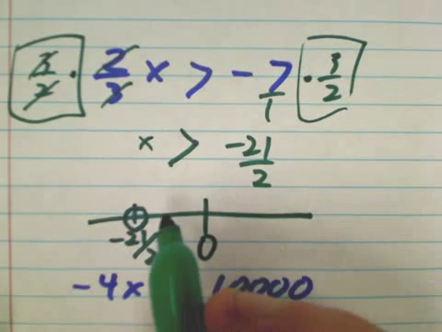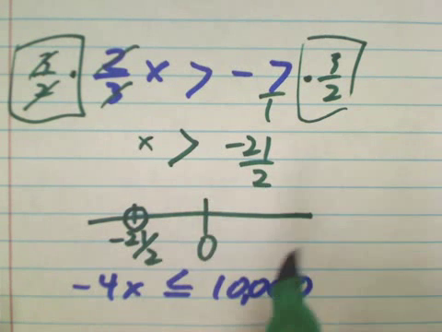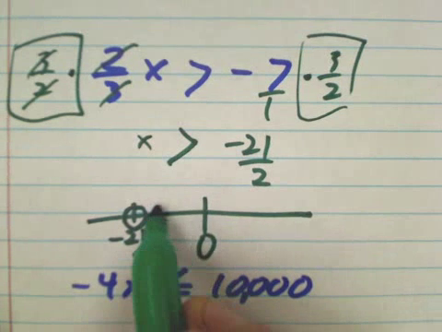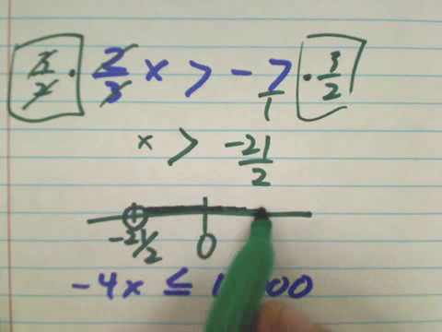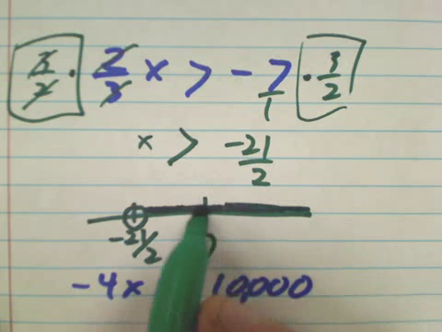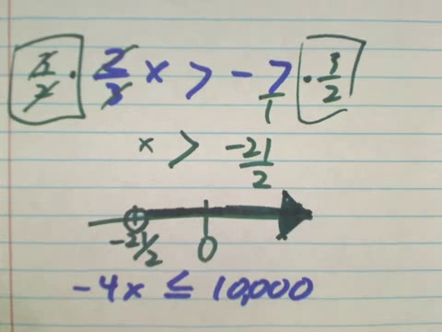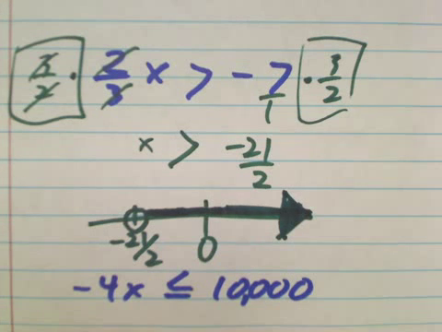So I'm going to draw an arrow from where I start here at -21/2. I'm going to draw it towards those numbers. I'm going to draw it toward 100, toward 0, toward 10, toward all those numbers over there. And that is the graph of my answer.